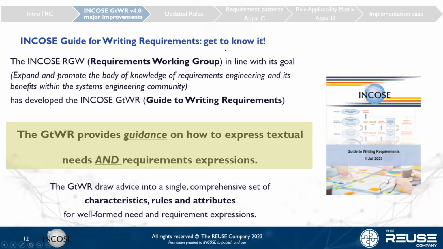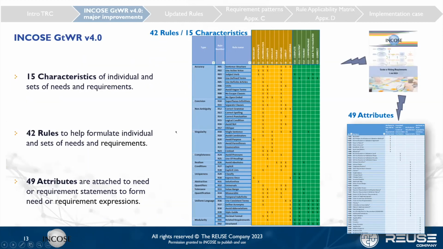I would like to introduce the INCOSE Guide to Writing Requirements shortly for those who may not be familiar with the guide or just want to have a refresher about the purpose of the guide. So this guide has been developed by the INCOSE Requirements Working Group. One of the goals, I would say, is to provide guidance on how to express well-formed textual needs and requirements expressions. It features a set of characteristics which derive into rules to write well-formed needs and requirement statements. And when we add attributes to those statements, we get what we call needs or requirements expressions. That's the reference that most of the system engineers will be using.